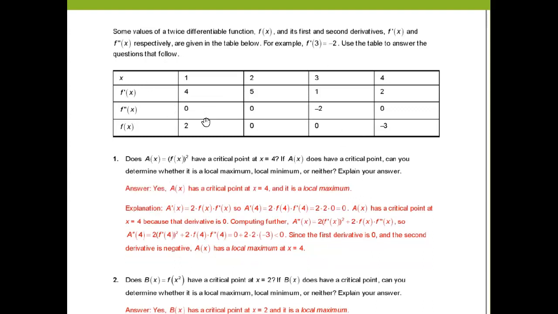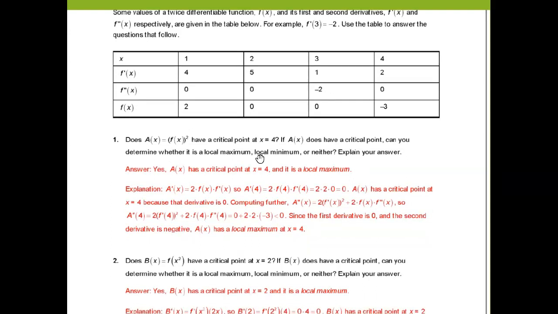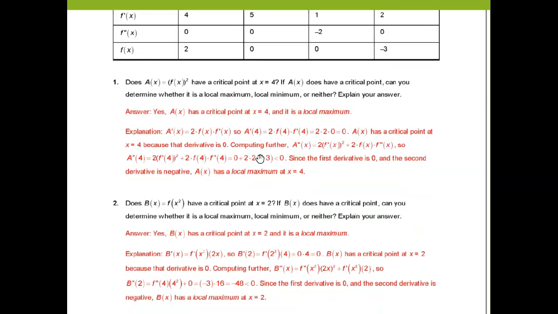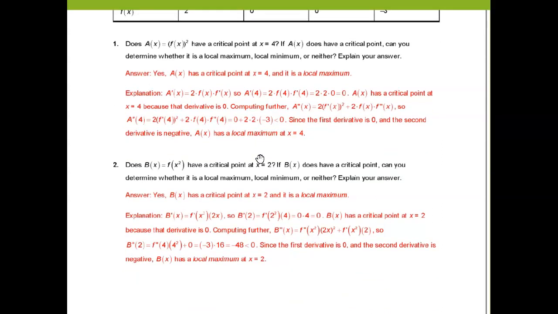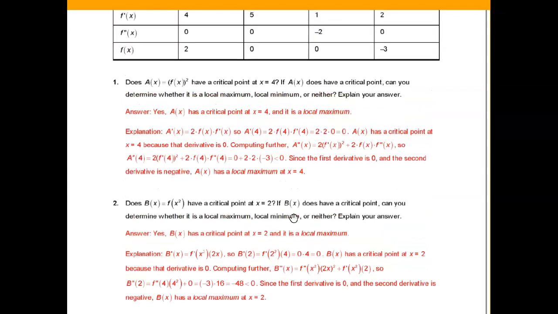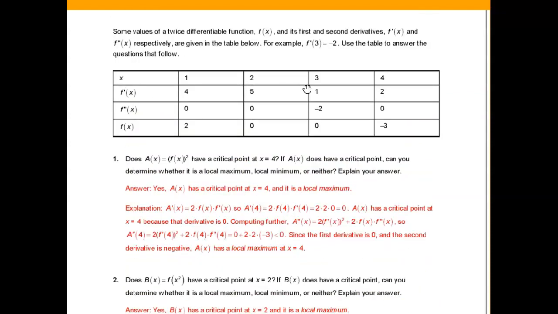Does your table match what table? I need to look at your answer pages, because they're acting like those are different. That's why I was just trying to pull up your worksheet. So this is like the answer page, obviously. Does yours go f prime, f double prime, f of x, or is yours in the actual order, like f of x, f prime, f double prime?